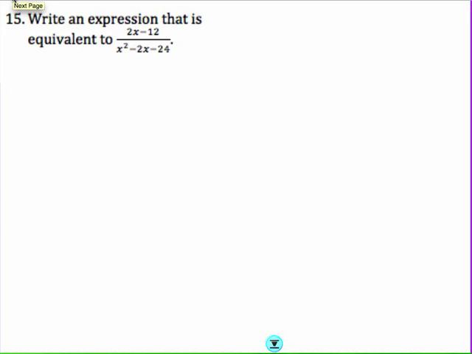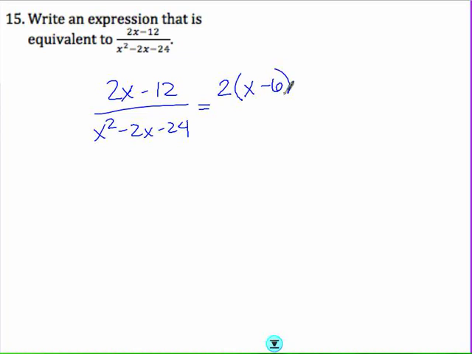For number 15, write an expression that is equivalent to this. What I wanted you guys to do is factor and simplify. Some people multiplied everything by 2, which technically is equivalent, but I want us to get used to simplifying. So in something like this, 2x minus 12 divided by x squared minus 2x minus 24, I can see that an equivalent expression would be if I were to factor out a 2 from each of these. I could rewrite this numerator as 2 times x minus 6, right? So these are the same expression up at the top.